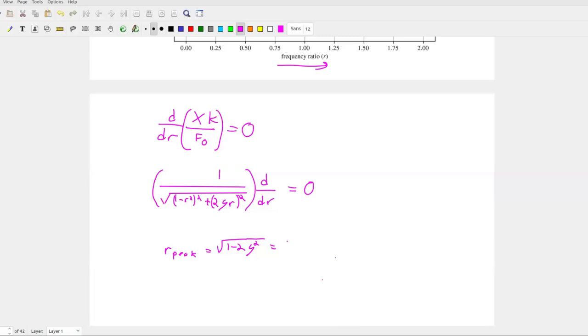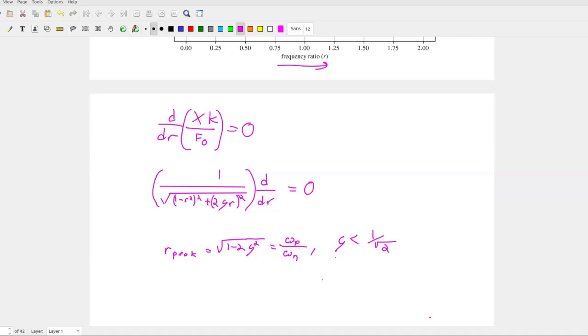which is also, some people write as omega peak over omega n, right? It's in resonance at r equals 1, but because of your damping, your peak may not actually be at resonance. It may be slightly to the left as well. It will never be to the right of resonance. It might be slightly to the left of the resonance. But again, that is only true when zeta is less than 1 over the square root of 2. And that's very, very important.